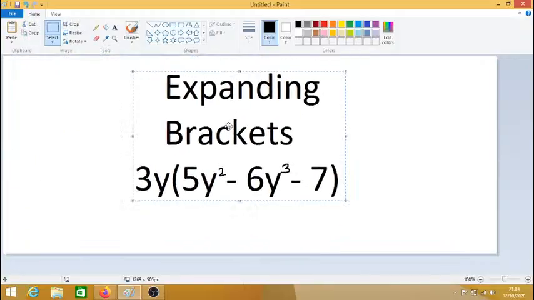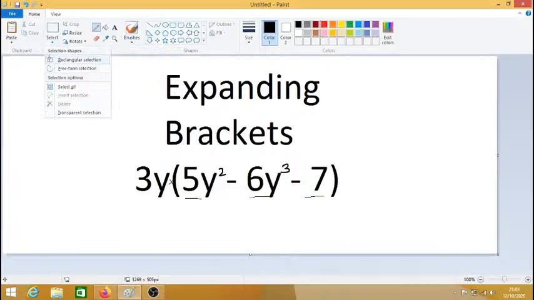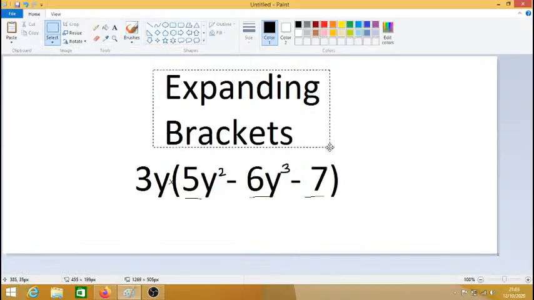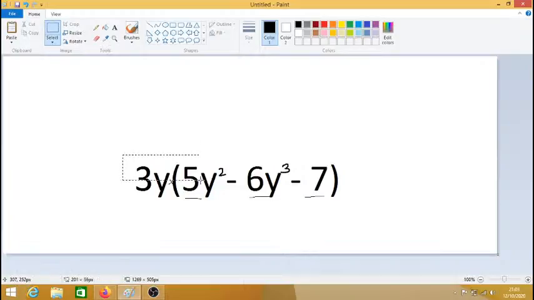Okay, expanding here means to multiply out. You have to imagine there's a multiplication sign at the beginning of the bracket, and everything in the brackets is getting multiplied by what's on the outside. So this is something that's hopefully familiar to you, and you're going to need it a lot in today's lesson.